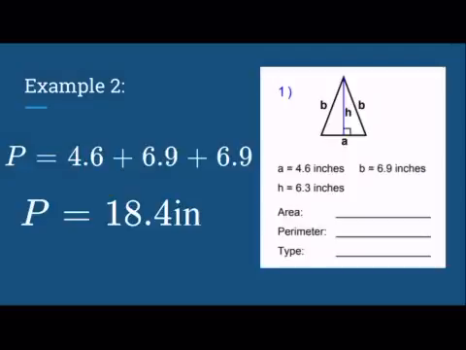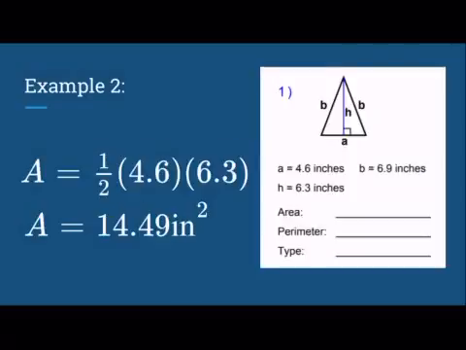So remember, the area of a triangle is going to be 1/2 base times height. So it's going to be 4.6 times 6.3. Remember, our height is 6.3, and our base is A, which is 4.6. We're going to multiply that by 1/2. Plug in your calculator, you're going to get 14.49 inches.